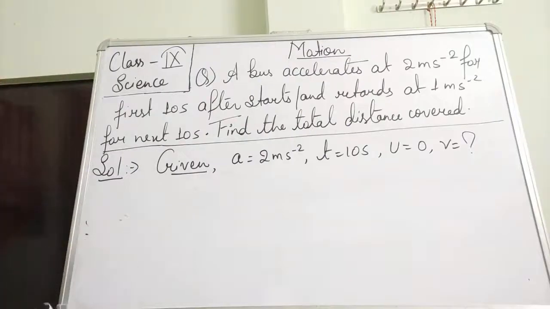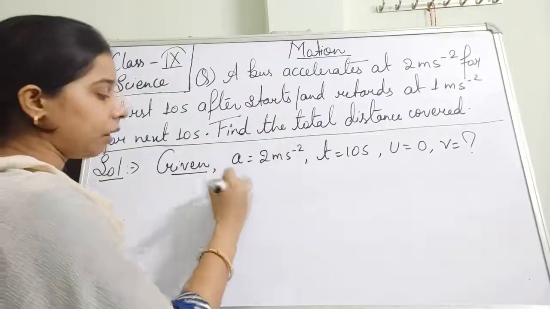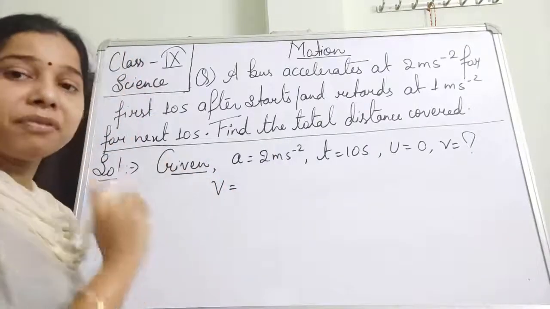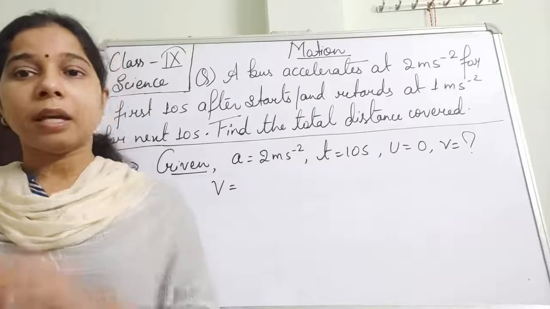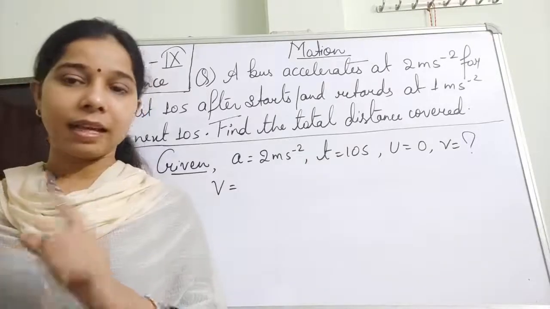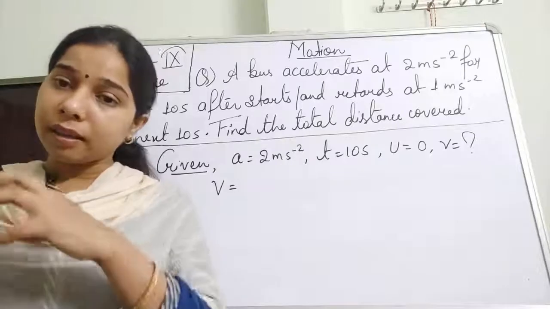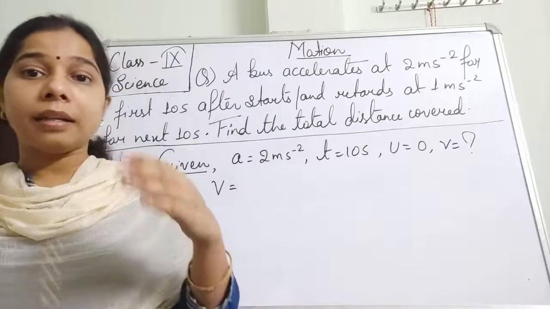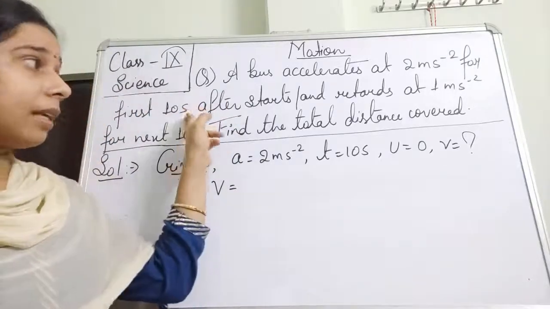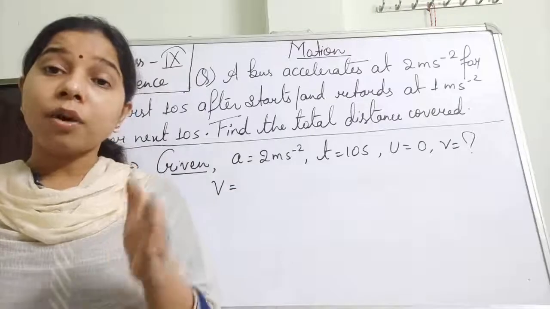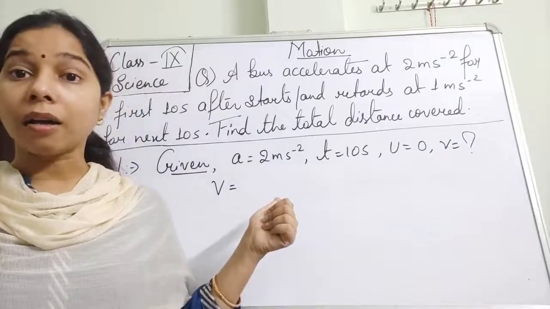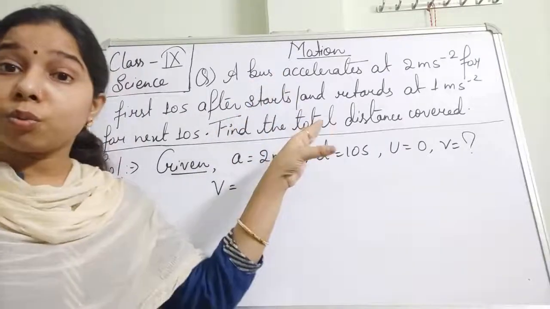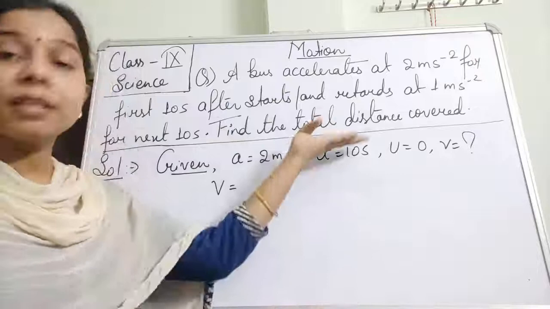So you see, students, what will be the first v? How can we calculate the final velocity? Why is it important to find the final velocity? Let me tell you here. See, the bus has started with a certain velocity. At that time, the initial velocity was 0. Then it starts accelerating, and after 10 seconds, it starts retarding. So what was the speed of the car at that time? It was the final velocity for the first half, and it was the initial velocity for the second half.